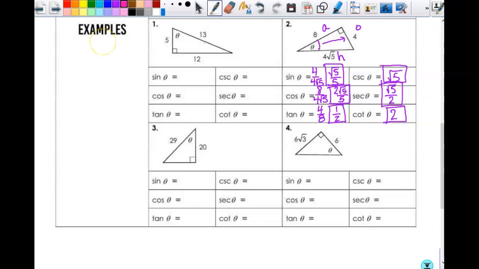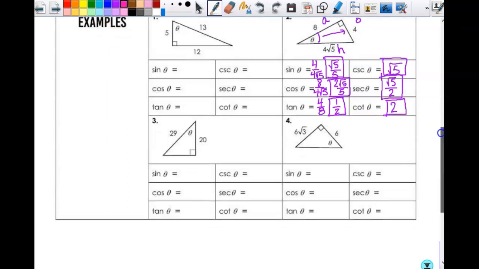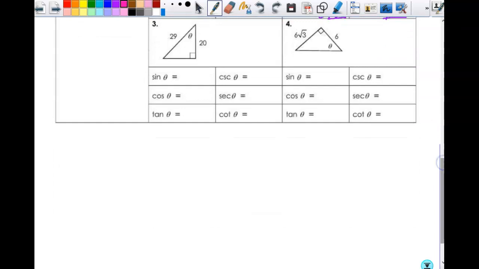I'm going to have to do this, but I only have 2 of the 3 sides. What do I need to do to find that third side? Okay, I can do Pythagorean Theorem. Okay, so we'll do 6 squared plus 6 square root of 3 squared equals h squared. 36 plus, what's 6 square root of 3 squared?